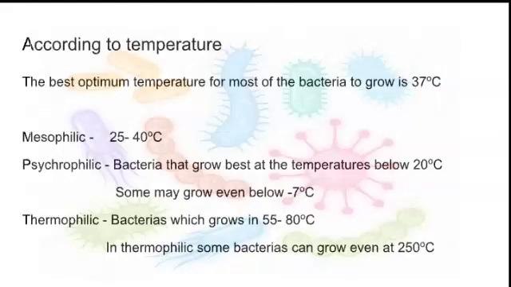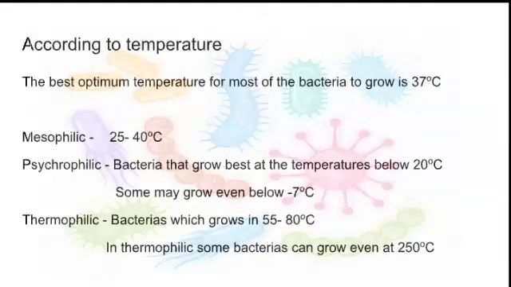According to temperature, the optimum temperature needed for growth for most of the bacteria is 37 degrees Celsius. So if the room temperature is too high, what happens? The bacteria will grow faster. Mesophilic bacteria are the bacteria which grow at 25 to 40 degrees Celsius. If the bacteria survive in that temperature range, they are called mesophilic bacteria.